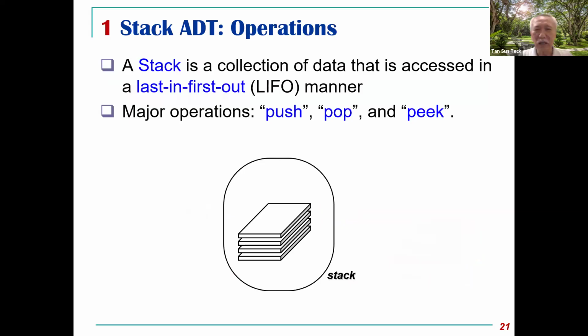A stack is a collection of data that is accessed in a last in, first out manner. There are three major operations. You can push, you can pop, and you can peek. Peek means look at the top element. So you can push an item on top of the stack, you can remove an item, pop it out from the stack, or you can look at the stack and see what the value is down there.